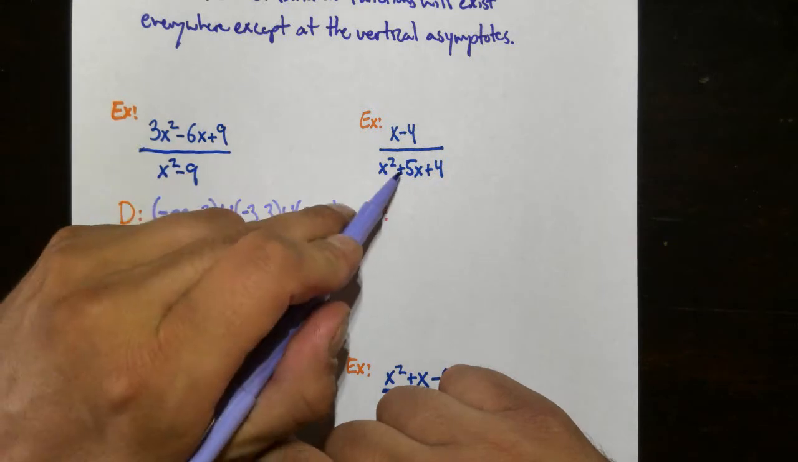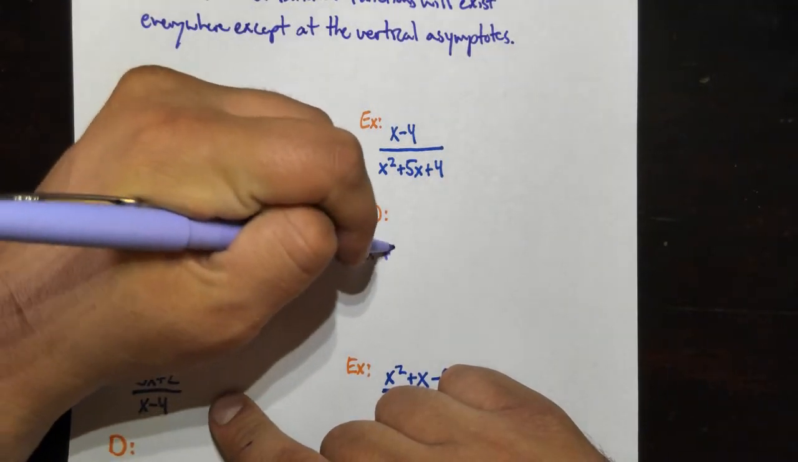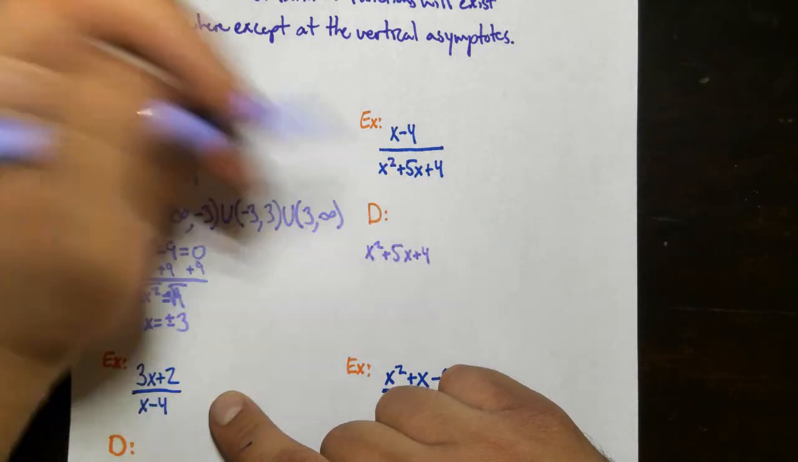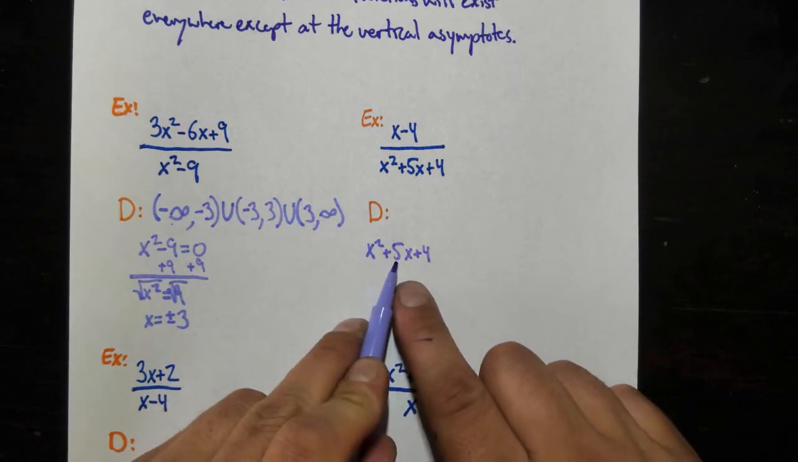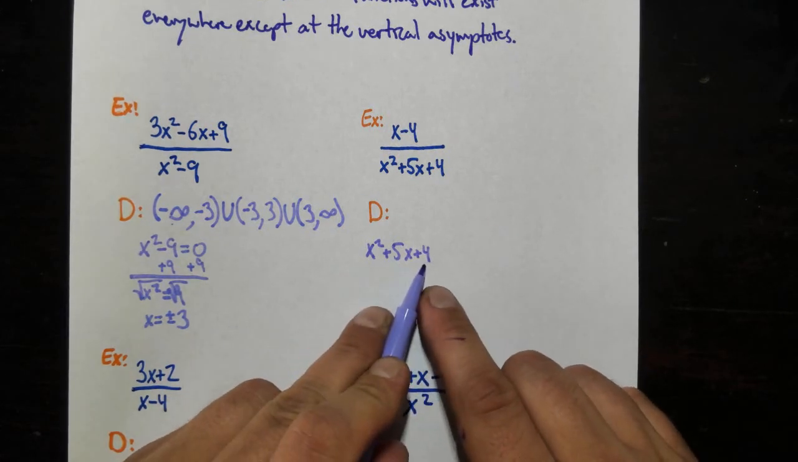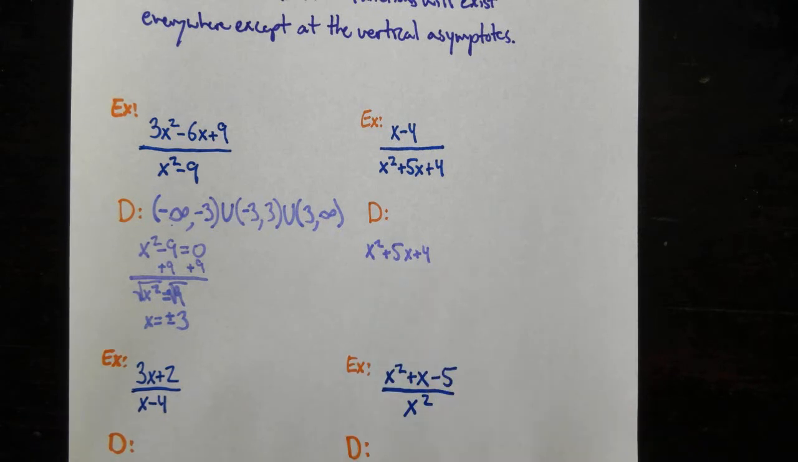So let's take a look at this. We're going to have x squared plus 5x plus 4. To factor these kinds of equations, we want to find two numbers that add to the middle number, 5, but when we multiply them, we get 4. So what two numbers are those?